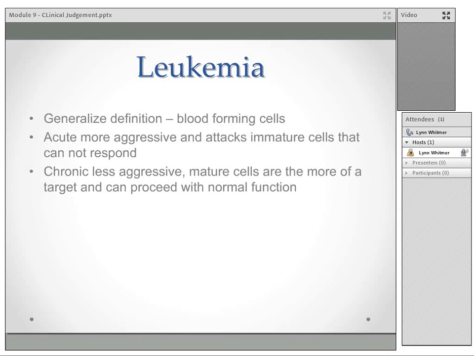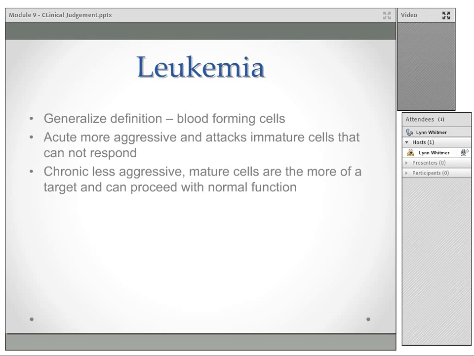Leukemia is probably one of the most common. It is the most common cancer that you're going to hear about, and it's a generalized term, just like anemia is a generalized term for blood problems. Leukemia is a generalized definition. It's blood-forming cells, and that's where cancer will attack these cells. The acute form is more aggressive and attacks the immature cells that cannot respond, where chronic leukemia is less aggressive because it's attacking the mature cells that now can respond, and they're doing the job they're supposed to do. If it attacks the immature cells, those cells get destroyed before they even are allowed to do the job that they were made to do.